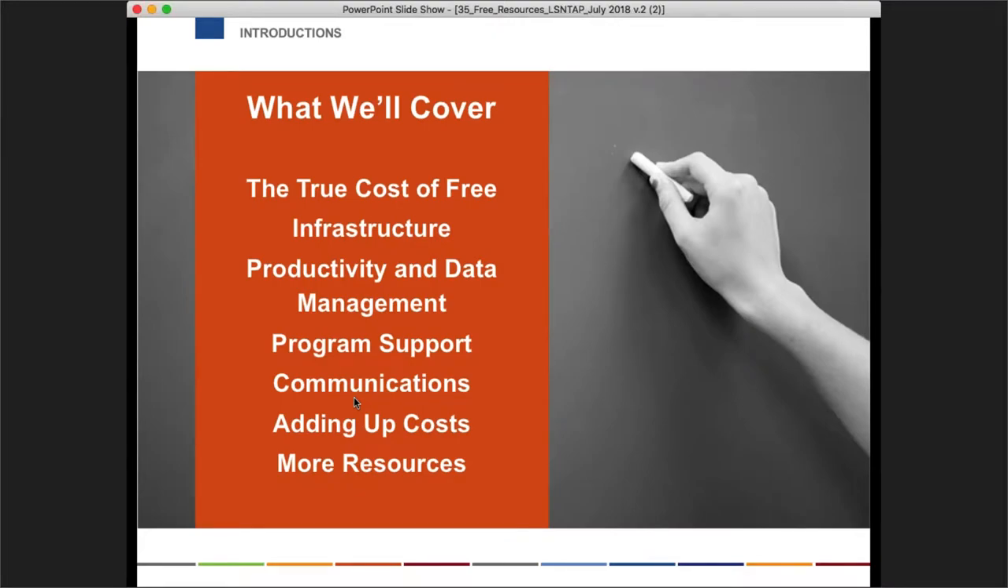What we're going to talk about today: the true cost of free, you know, free as in cats, free as in beer, infrastructure, productivity and data management, and program support, basically the different tools across the different program areas. A term that is sometimes used, if Ken or I refer to it today, is your tech stack, which is the core suite of applications you use to do things like email and calendar and communicate and capture data and report on data and make phone calls and provide webinars. It is kind of ridiculous.